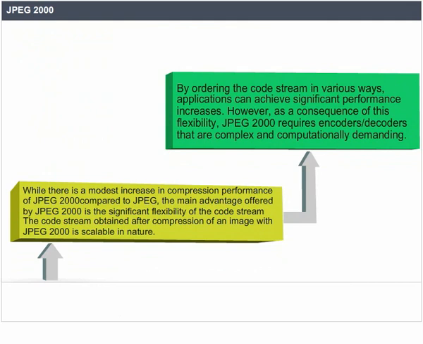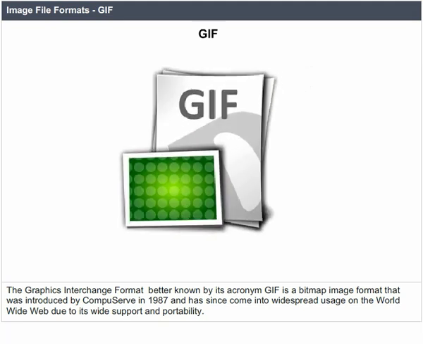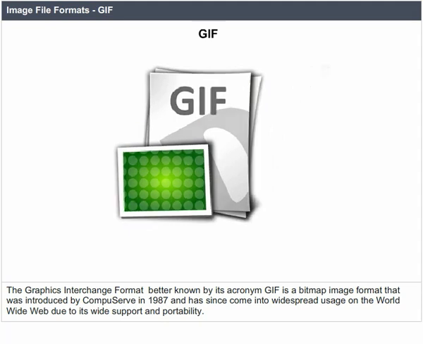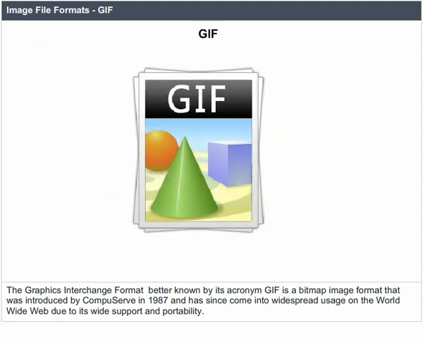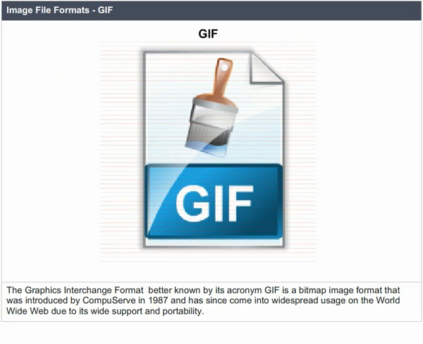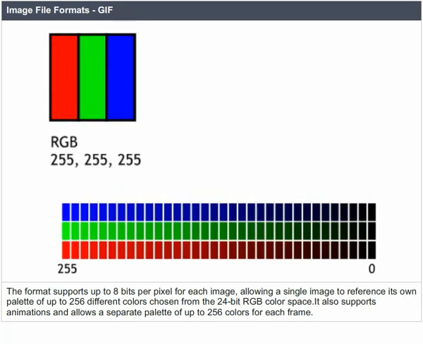Image file formats. GIF. The Graphics Interchange Format, better known by its acronym GIF, is a bitmap image format that was introduced by CompuServe in 1987 and has since come into widespread usage on the World Wide Web due to its wide support and portability. The format supports up to 8 bits per pixel for each image, allowing a single image to reference its own palette of up to 256 different colors chosen from the 24-bit RGB color space. It also supports animations and allows a separate palette of up to 256 colors for each frame.